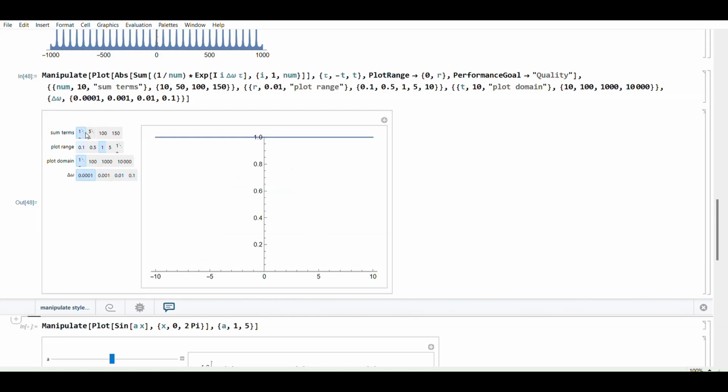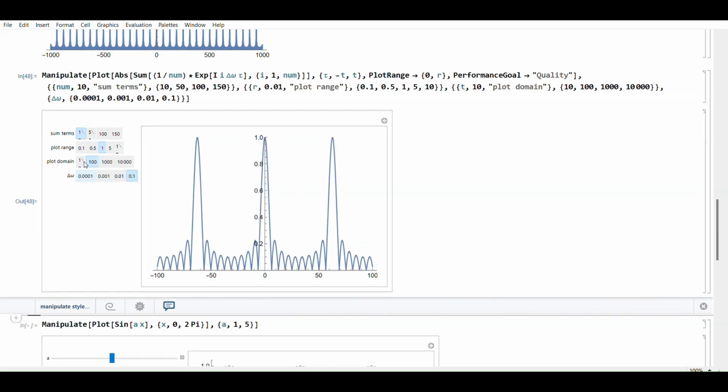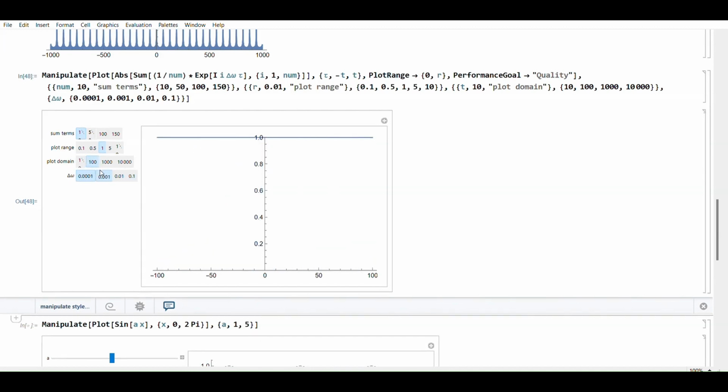So let's now come back. Sorry, not one term. This is a sum of 10 terms. The 0 is not visible over here somehow. So 10, 50, 100 and 150. So with 10 terms, if I am increasing my delta omega, you see slowly that the width is decreasing. I can increase the range further, and then you will see the feature even more clearly.